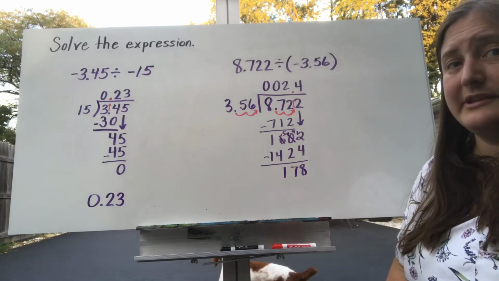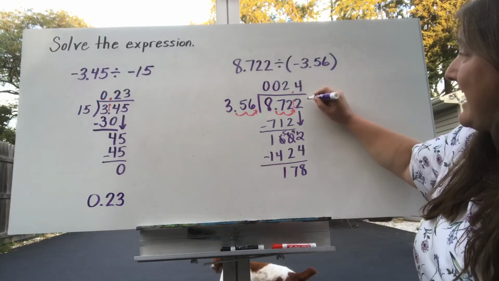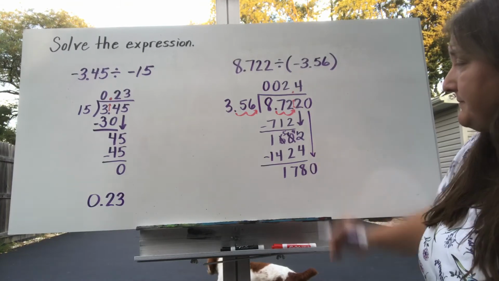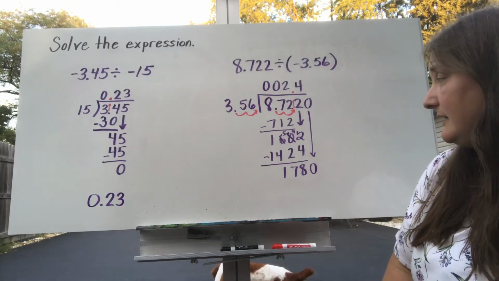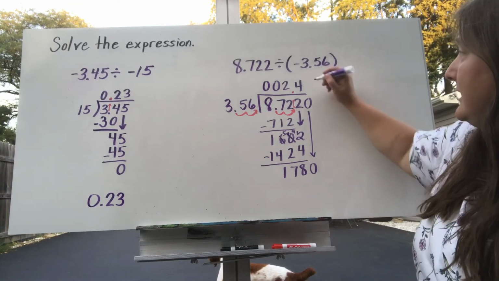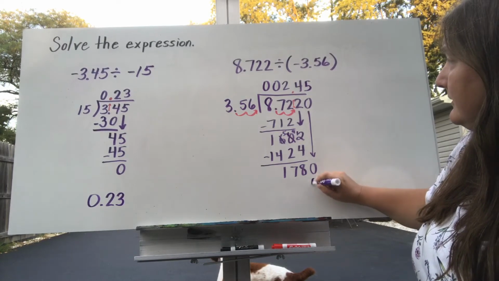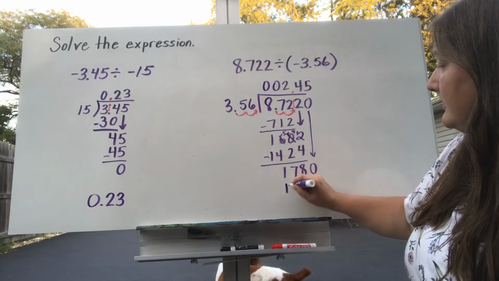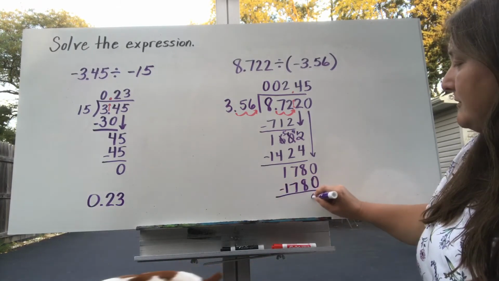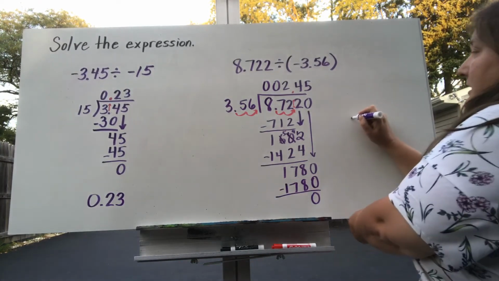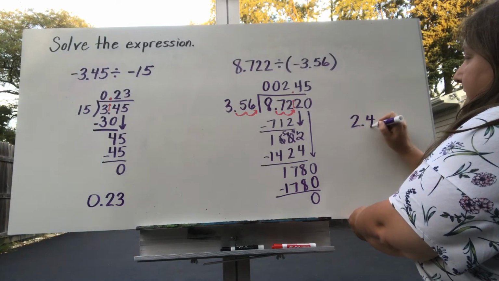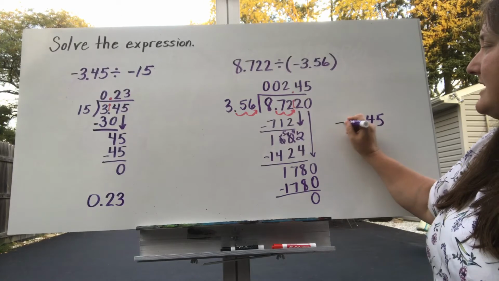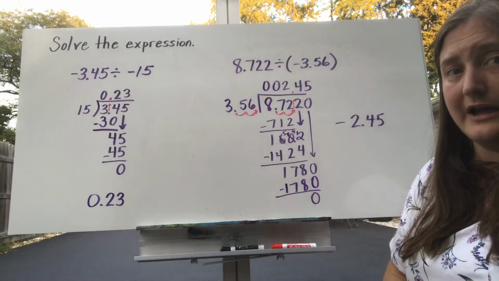We have 178 left over. So I need to add a 0 here and bring it down so I can keep the problem going. 356 will go into 1,780, I believe, 5 times. And finally, we have a remainder of 0. So our final answer is 2.45. But since I was dividing a positive and a negative, it's going to be a negative 2 and 45 hundredths.